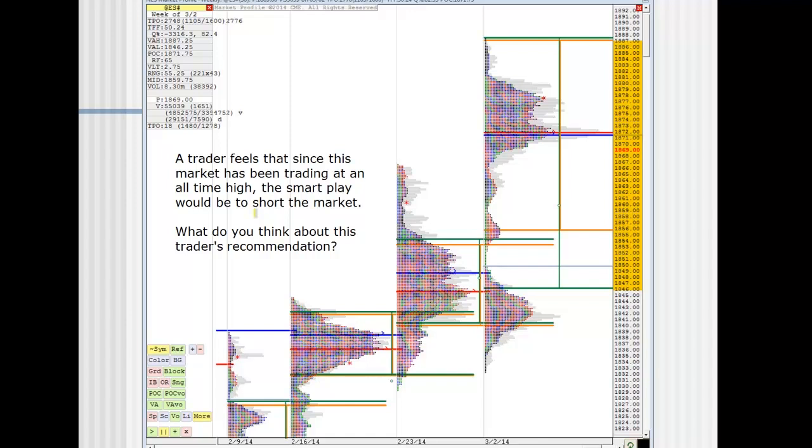As profile traders, we want the market to tell us what we should be doing. We're not going to impose our will or our projections or our prognosis for the market. We need to see what the market is telling us and respond accordingly. And we just went through an exercise that told us the market is incredibly bullish. So what would you think about this trader's recommendation?